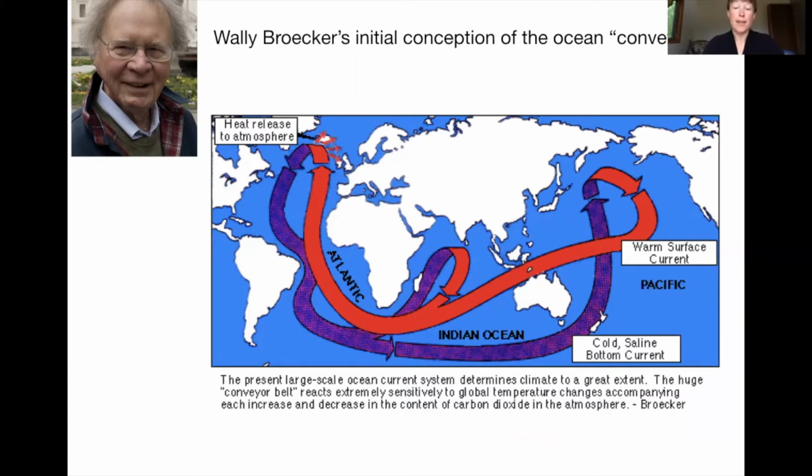And this was the original graph or drawing of this idea by Wally Broecker, who was a scientist at Lamont Doherty Earth Observatory at Columbia for over 50 years. And he just passed away 2 years ago. But he was really the grandfather of paleoclimatology. And he came up with some really important ideas. And we're going to talk about two of those ideas today.